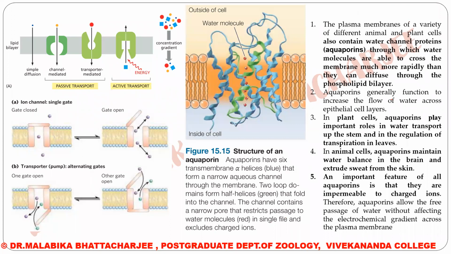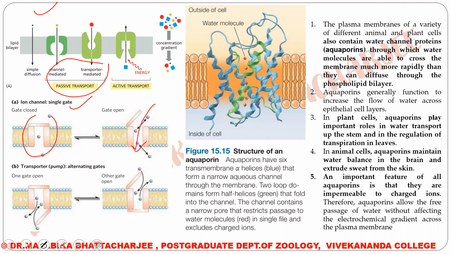This is another simple picture, from Bruce Alberts, the top one, showing you simple diffusion, channel mediated diffusion, and transporter mediated diffusion. These first ones fall under passive transport, and then we have active transport. Now, as I was talking about ion channels, ion channels have gates. They are not constantly open. They are open depending on the need of the cell. So this is a gate closed, a single ion channel with a single gate, and when the ion comes near the vicinity, the gate opens and the ion can enter.